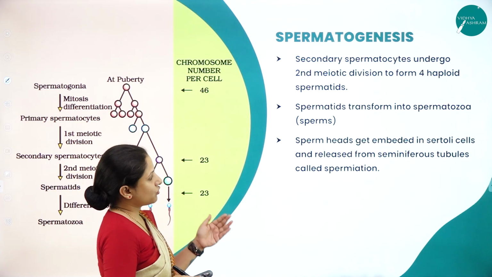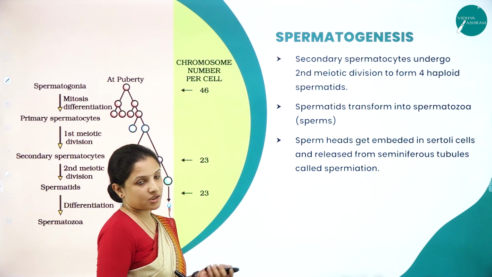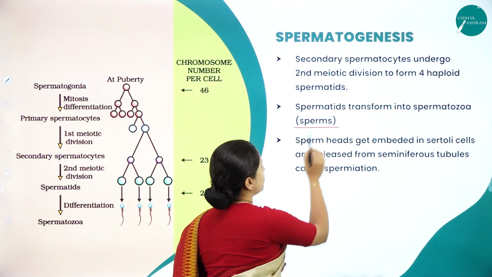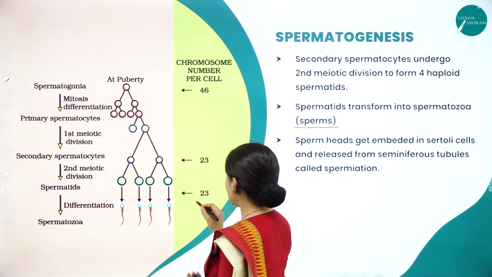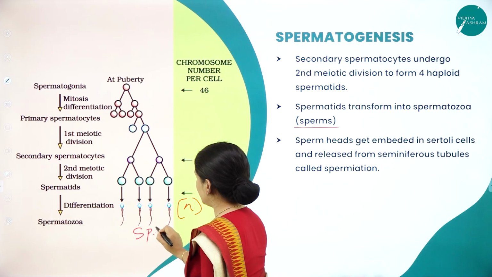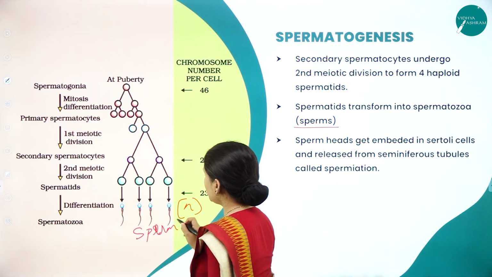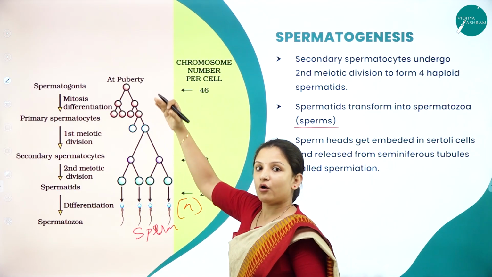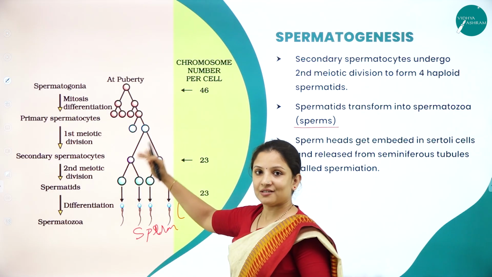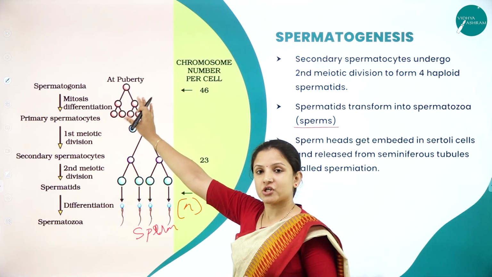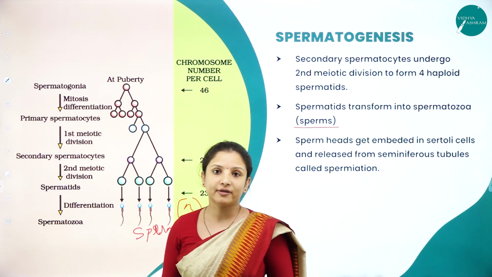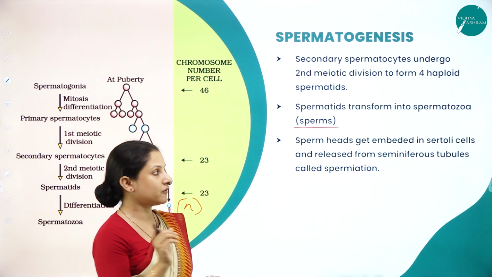As I told you, it is the same explanation. The spermatids then transform into the spermatozoa, which are nothing but the sperms. These sperms are haploid in number. So what is being produced here? Sperms are being formed from the spermatogonia cells present in the seminiferous tubule. Therefore, this process is called spermatogenesis, the formation of the sperms.